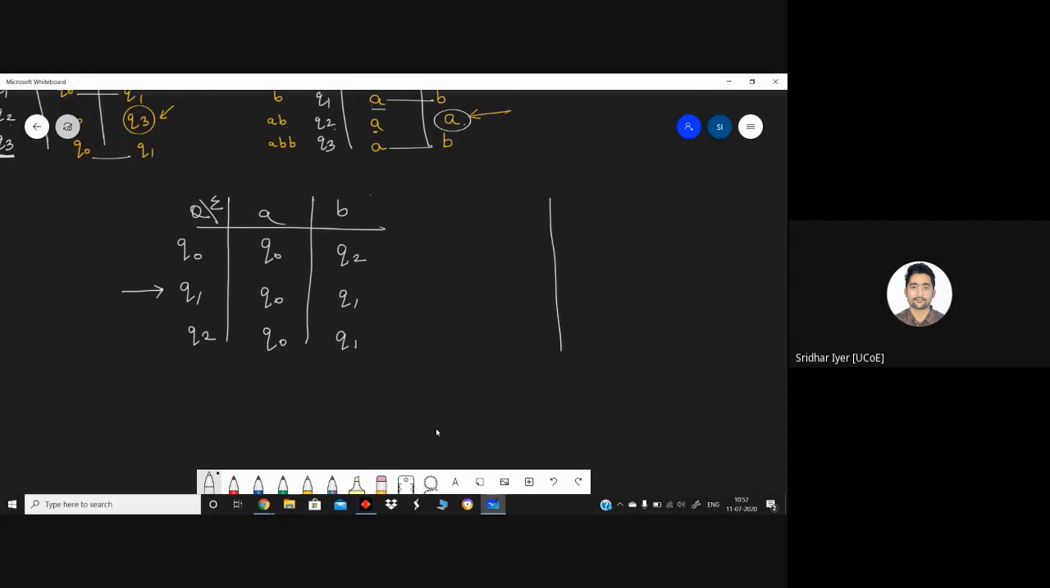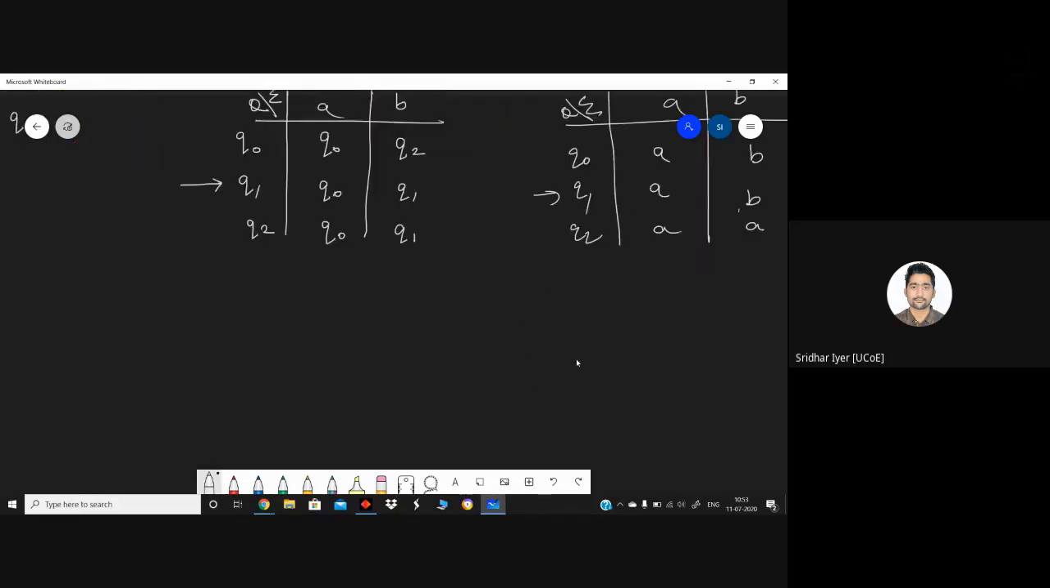Complete the second table. Okay, now I guess you're in a position to complete it. Q0, Q1, Q2. It will be A, comma B. What would be the outputs? It would be A, B, B, A. Complete the simulation. Okay, in the meantime, let me drop in the attendance link. Complete the simulation.